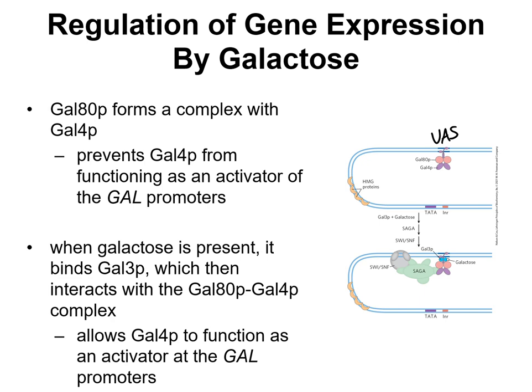When galactose is present, then we have the binding of Gal3P. That's this little blue guy here. And it will bind galactose, and then it will go and find this Gal4, Gal80 complex and bind it in such a way that it allows Gal4 to function as an activator at the Gal promoters.